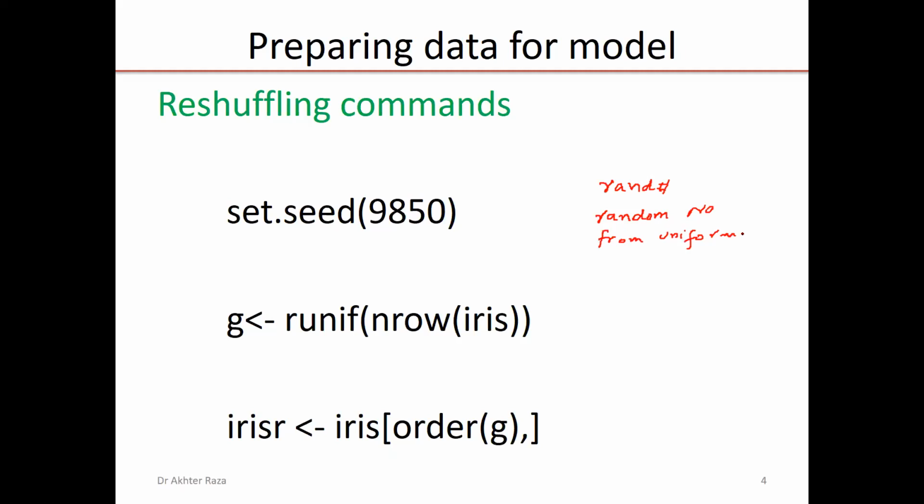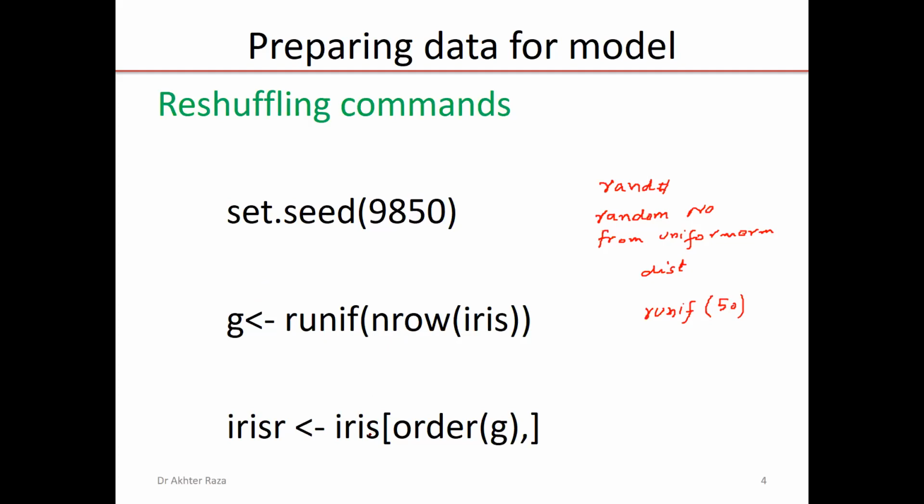How many random numbers do we want to generate? As many as the rows we have in our iris data set. nrow is a function which captures the number of rows from the iris data set, so it is 150. We can write a very simple command, runif(150), which does the same thing as nrow(iris). Now these random numbers are generated and stored in the variable g.